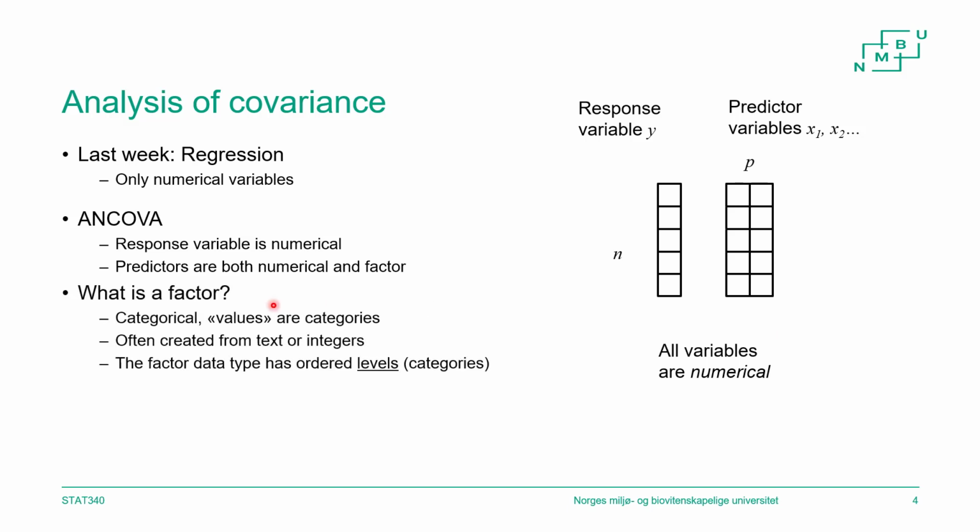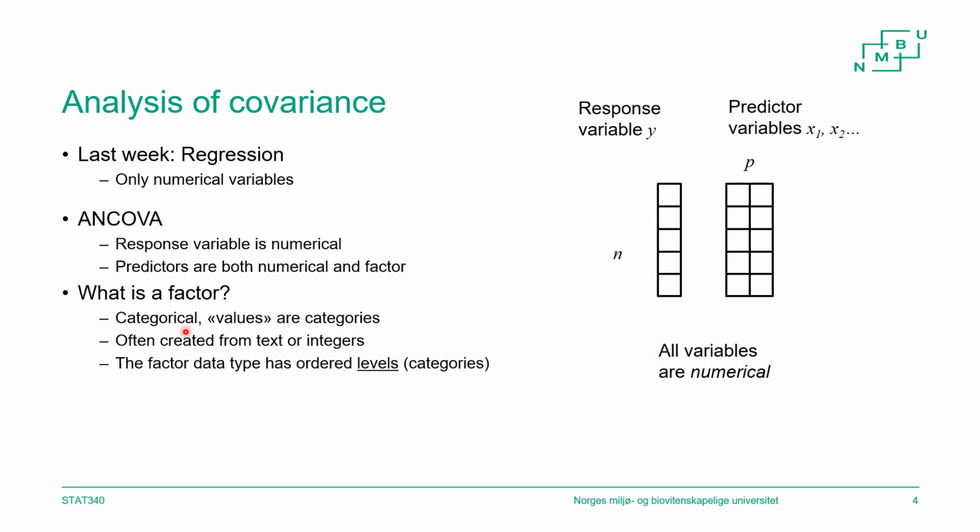So what is a factor actually? This is important. A factor is a categorical variable where the values are categories. It's not numbers. And this is a big distinction. It's often created from text, but it could also be from integers, but not from decimal numbers, right? Because decimal numbers, then each new value will be a new category.